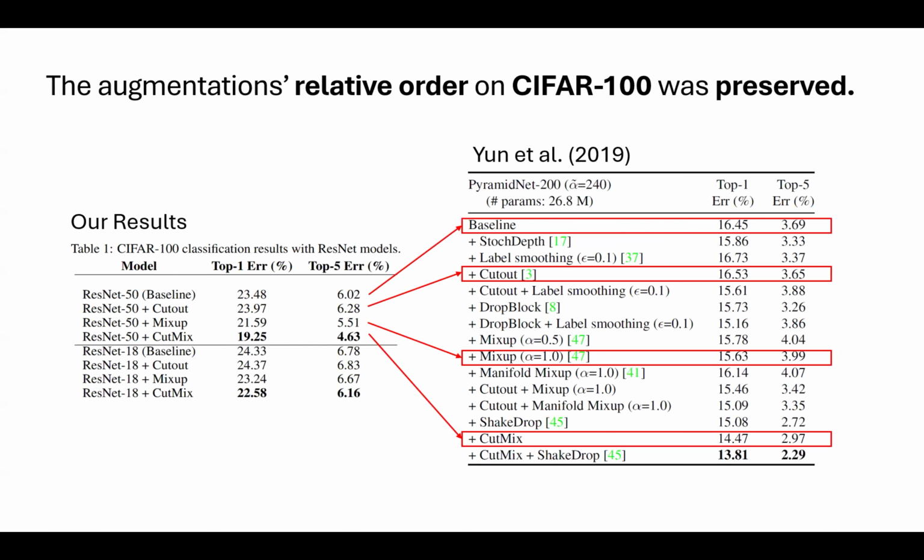And this data supports the author's claim that CutMix outperforms the other augmentation techniques. And here I've got our results on the left and the original results on the right. So you can see that the relative order of the different augmentations is preserved in our reproduction, with CutMix doing the best, then mix-up, then the baseline, and then cutout last on the top one error just by a small margin.